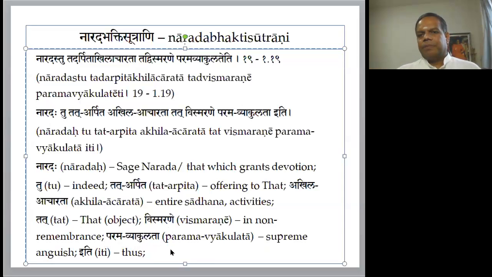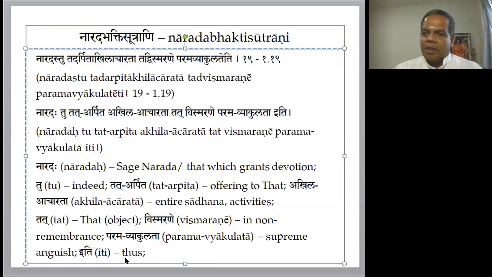Parama Vyakulata. Parama means supreme, the highest. Vyakula means anguish, being troubled, feeling sad. So, in forgetting the Lord, or in forgetting to do the sadhana, or in forgetting to offer anything to the Lord, feeling great anguish, that is devotion. That is the way Sage Narada is giving us a meaning of devotion. That is, we should offer everything to the Lord.